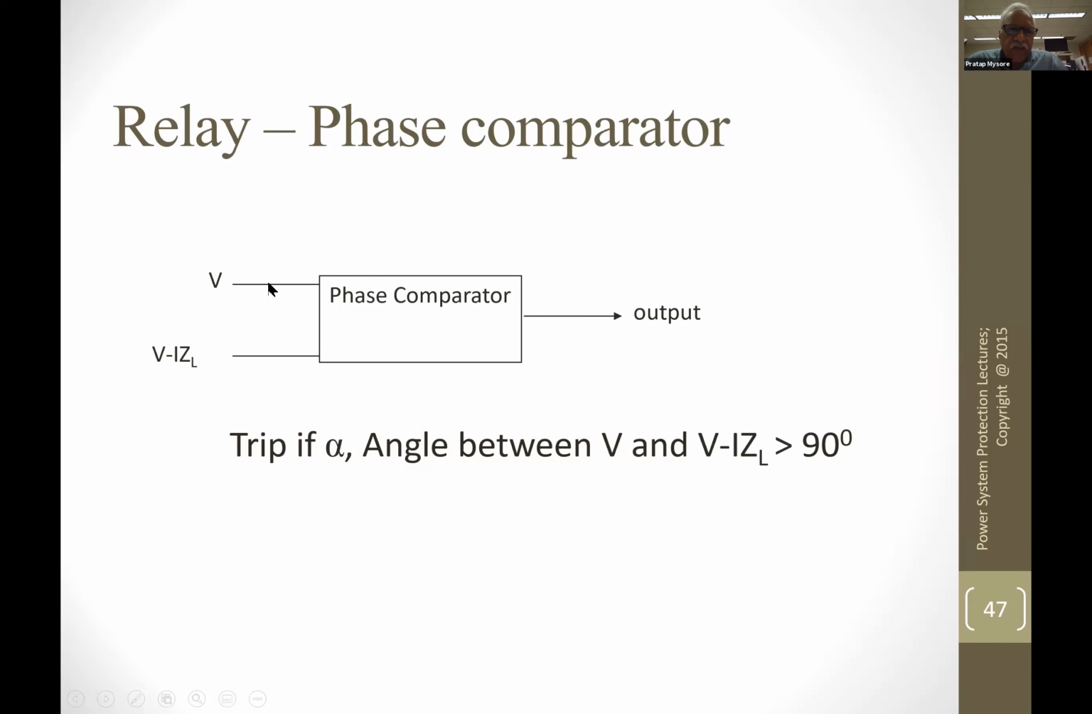So we use a phase comparator, and V and V minus IZL are fed in, and then we look for the angle. Suppose I set a trip angle alpha, where alpha is the phase angle between V and V minus IZL, and it is greater than 90 degrees. If it is greater than 90, we trip it. If it is less than 90, we block it.